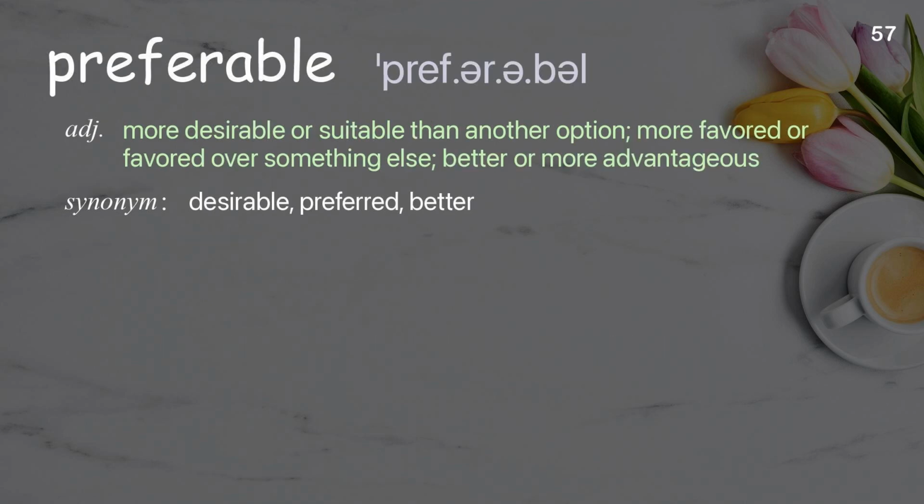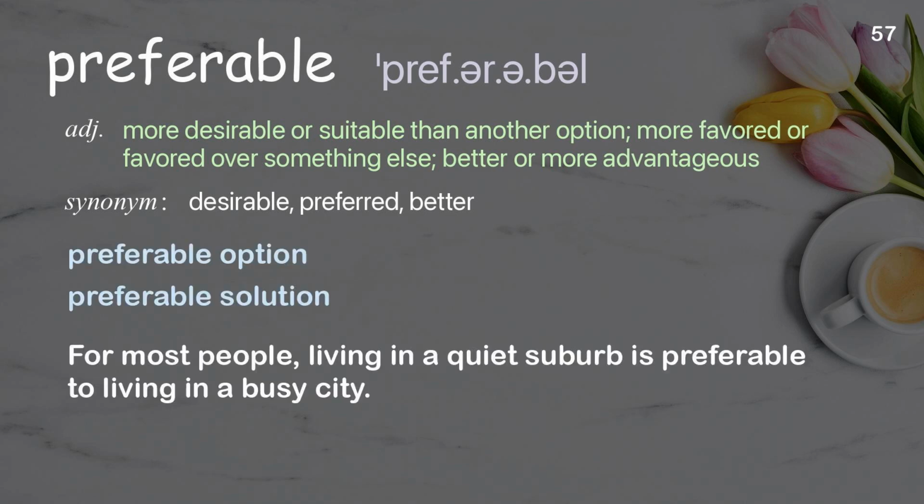Preferable. More desirable or suitable than another option, more favored over something else, better or more advantageous. Examples: Preferable option. Preferable solution. For most people, living in a quiet suburb is preferable to living in a busy city.